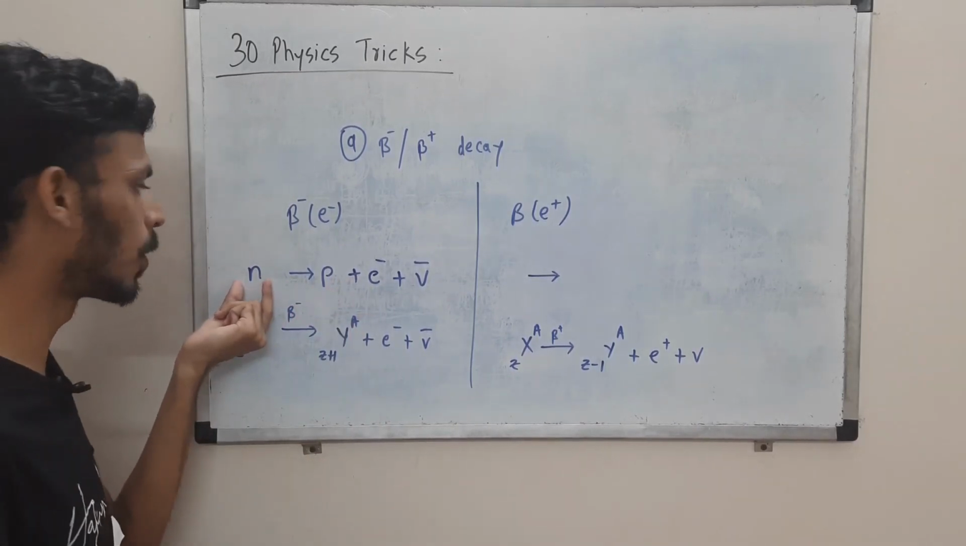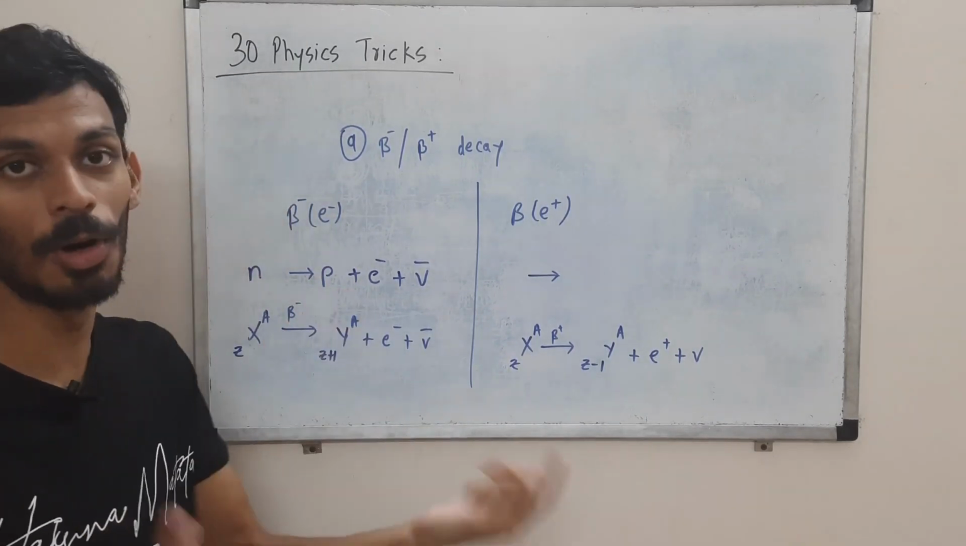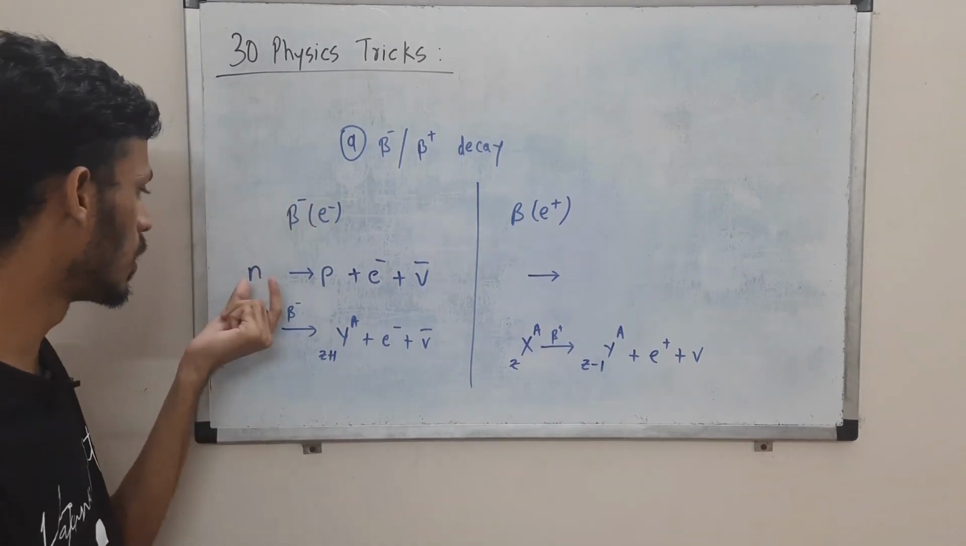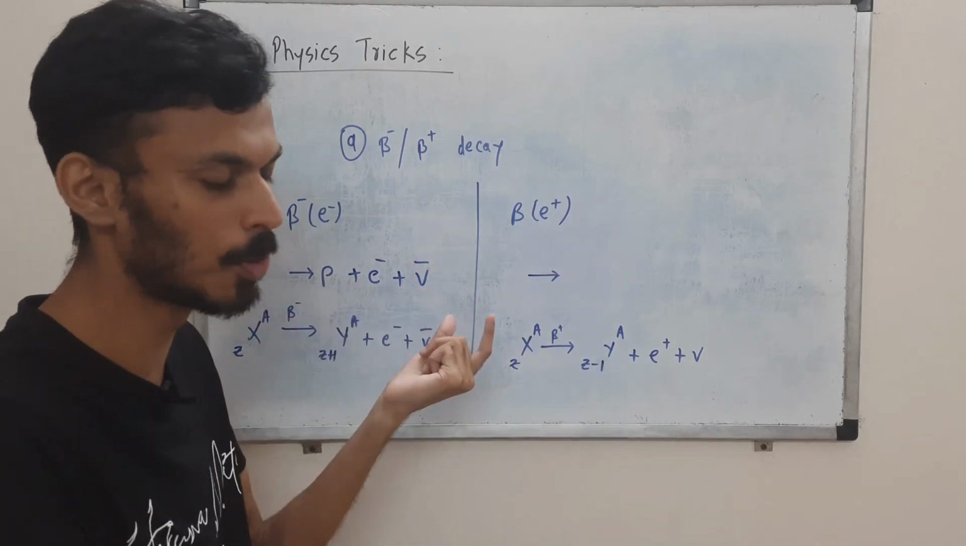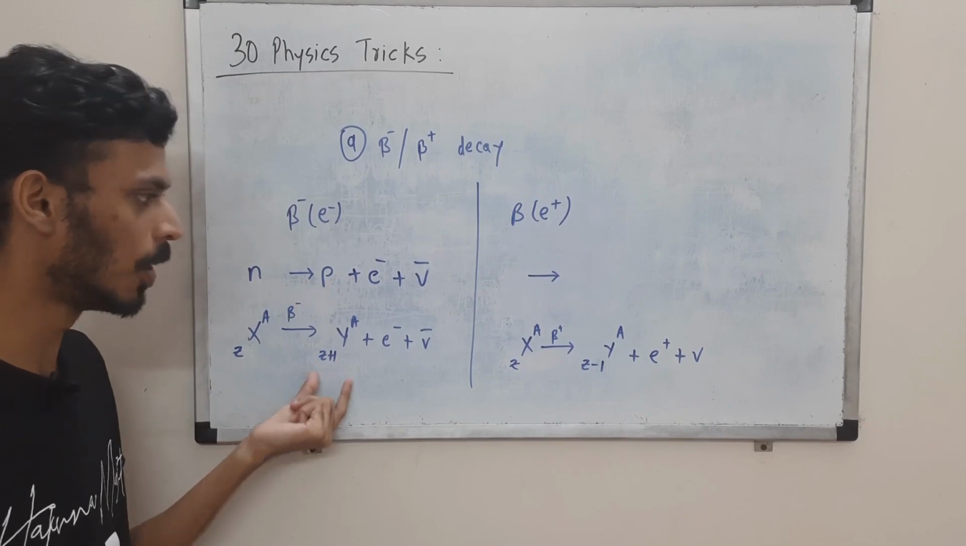But if you see neutron, it is not contributing to Z, but proton is contributing to Z, the atomic number, right? It's the number of protons. So in going from here to here, you have changed a neutron to proton, so hence Z plus 1, because this is contributing to Z.